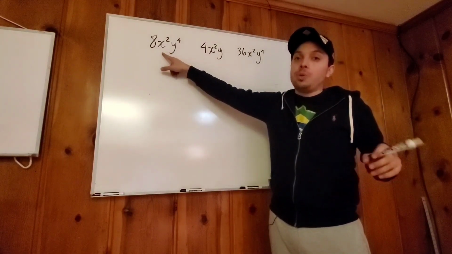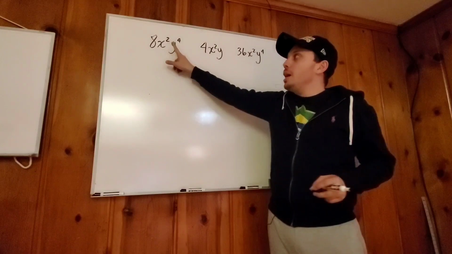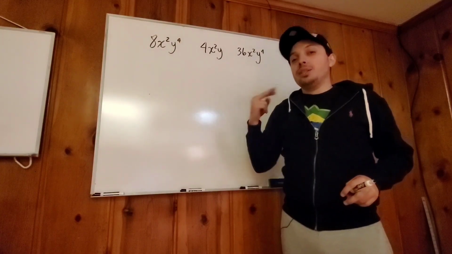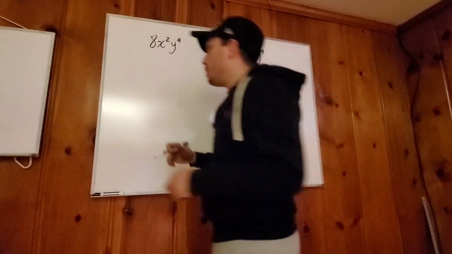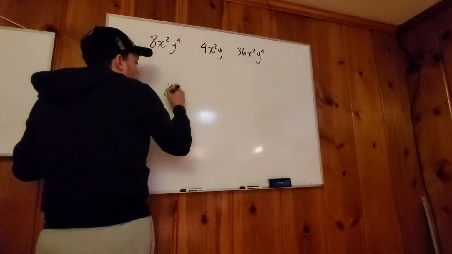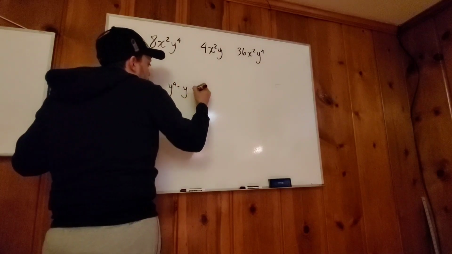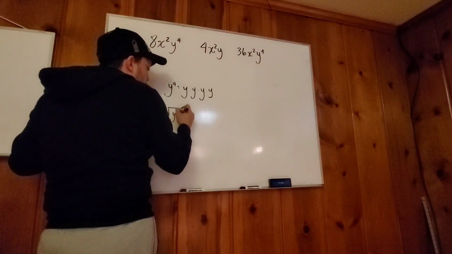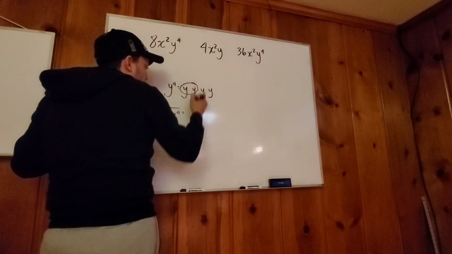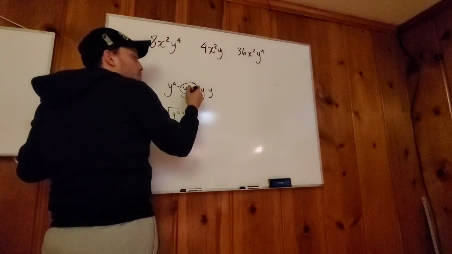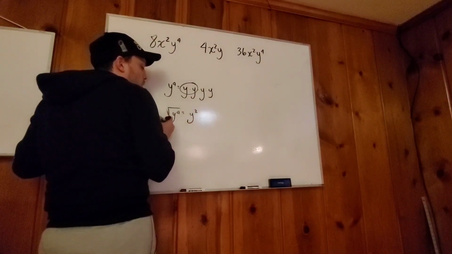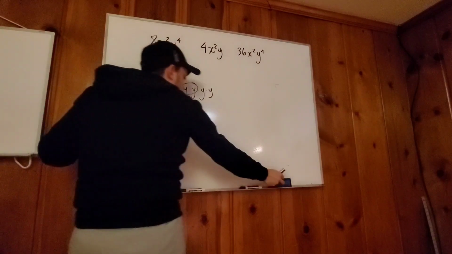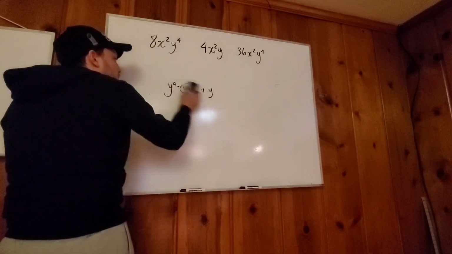x squared, we know that the square root of x squared is x. And the square root of y to the 4th is going to be y squared. The reason is because y to the 4th is the same thing as y times y times y times y. So the square root of y to the 4th is y squared, because I multiplied y squared twice to get y to the 4th. That's why the square root of y to the 4th is y squared. Okay? So keep that in mind.